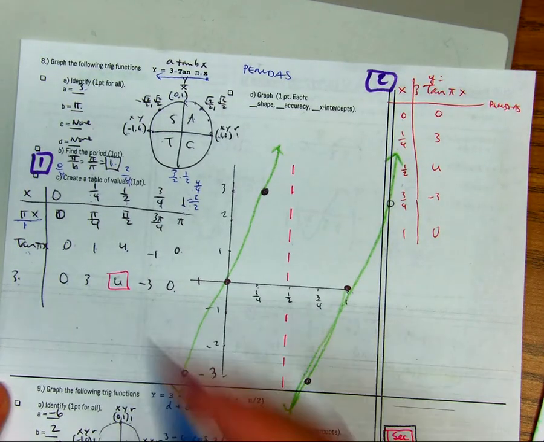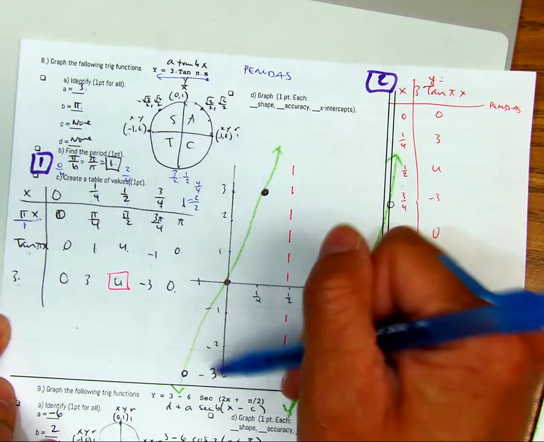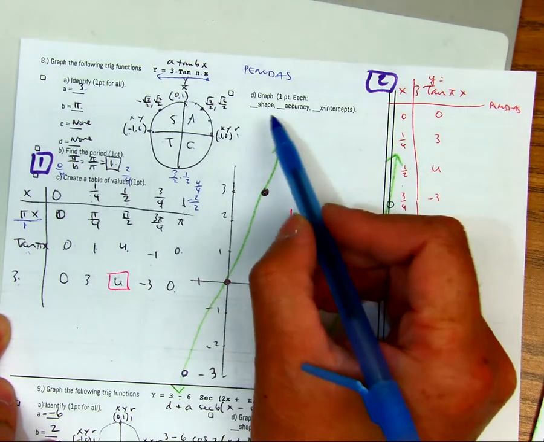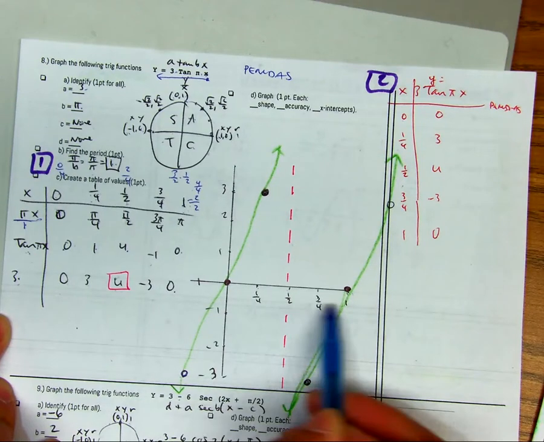So how did I score it? You got 1 point for the table with the checker X there. The shape, did you know that tangent going left to right is increasing? Accuracy, looking at the graph, and then the x-intercepts, I was actually looking at those values. And then it was 6 points.